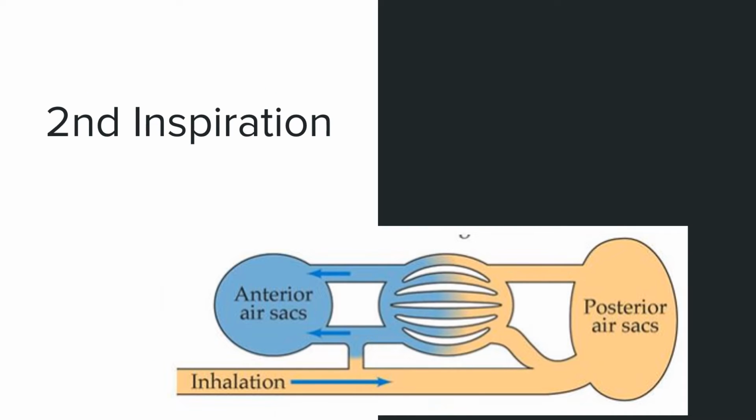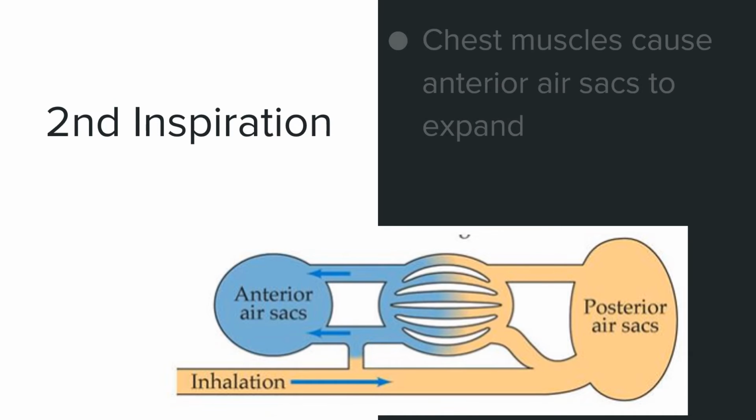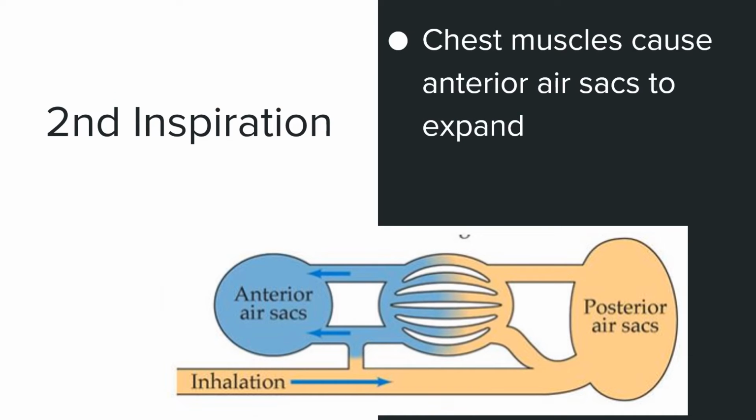Now we have the second inspiration. So I need to figure out, how do I get all that air from my lungs out of my body? Well, I need to take in another breath. That second inspiration is going to get that air into my anterior air sacs. So the chest muscles are going to cause these to expand, right?